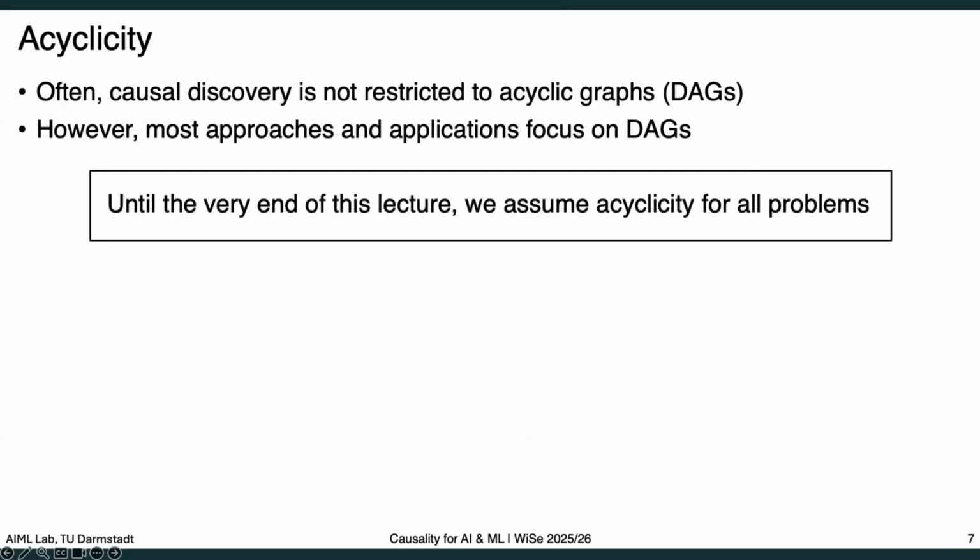All right. Then another big point you heard a lot about in the previous lectures is acyclicity. Generally, you can do causal discovery on non-acyclic graphs as well. This is generally also the much more difficult problem. And most applications, methods and algorithms focus on the DAG setting, the directed acyclic graph setting. We'll also do that today.